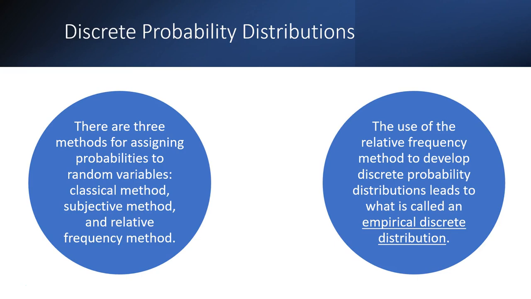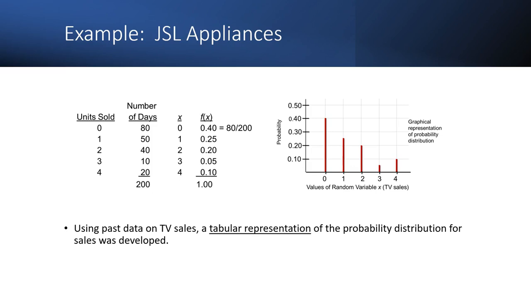They're the three methods that we talked about in our very first discussion about probability. So our classical method, our subjective or Bayesian method, and then our frequency or empirical method. And so the use of the relative frequency method to develop discrete probability distributions leads to what we call an empirical discrete distribution. And so here we have an example of JSL Appliances looking at how many days we have a particular number of units sold.